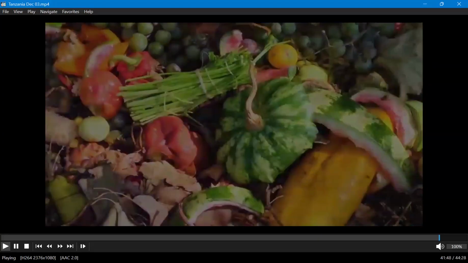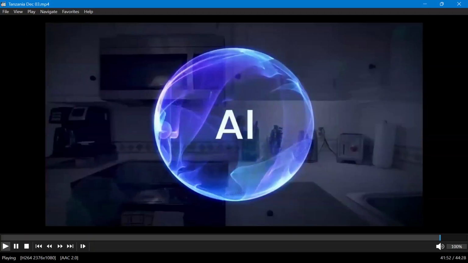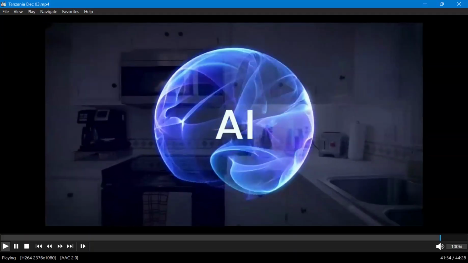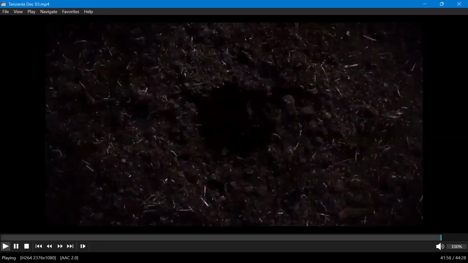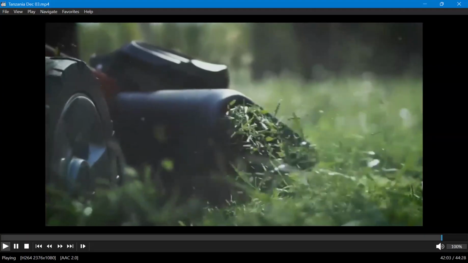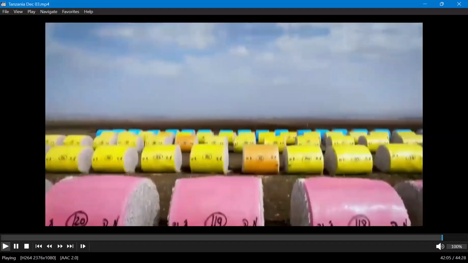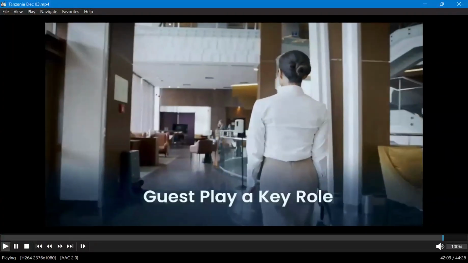Did you know hotels waste up to 150 kilograms of food daily? Through AI-based kitchen audits and composting, food waste becomes biocompost for gardens, or even biochar for carbon sequestration. Garden waste, too, is reimagined. Instead of being trashed, it's turned into fertilizer or clean-burning biomass. Guests play a key role.